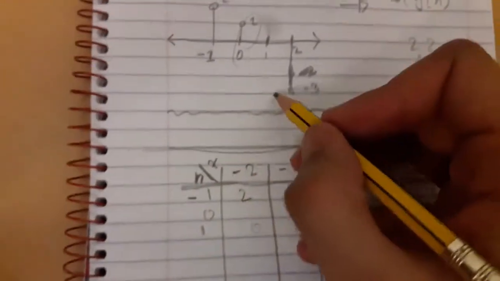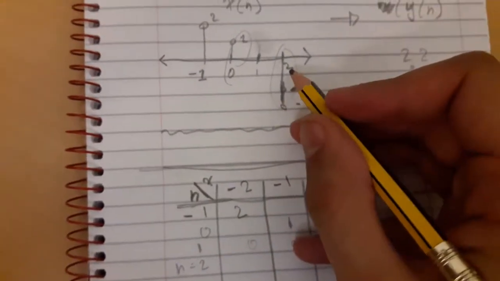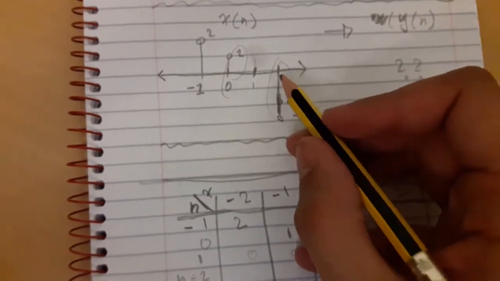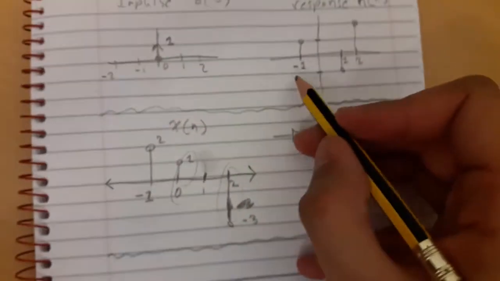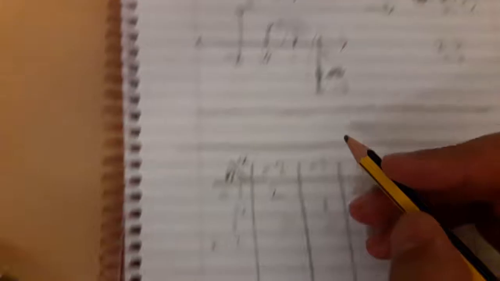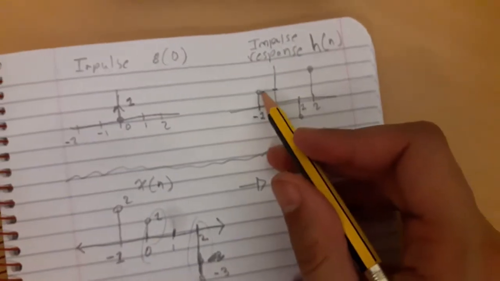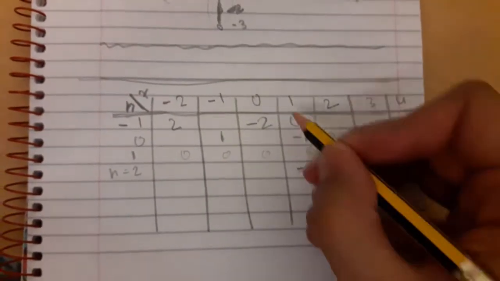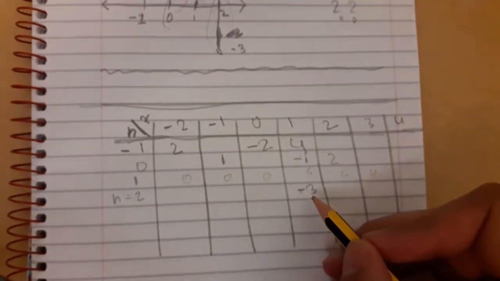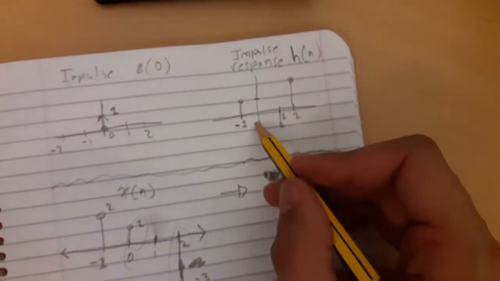Wait, we're doing it for position number 2. Oh yeah, it's shifted by 2. So -1 shifted by 2 will start at 1 over here. Multiplied by -3, 1 multiplied by -3 is -3. Position 1, value -3. And then nothing at 0.